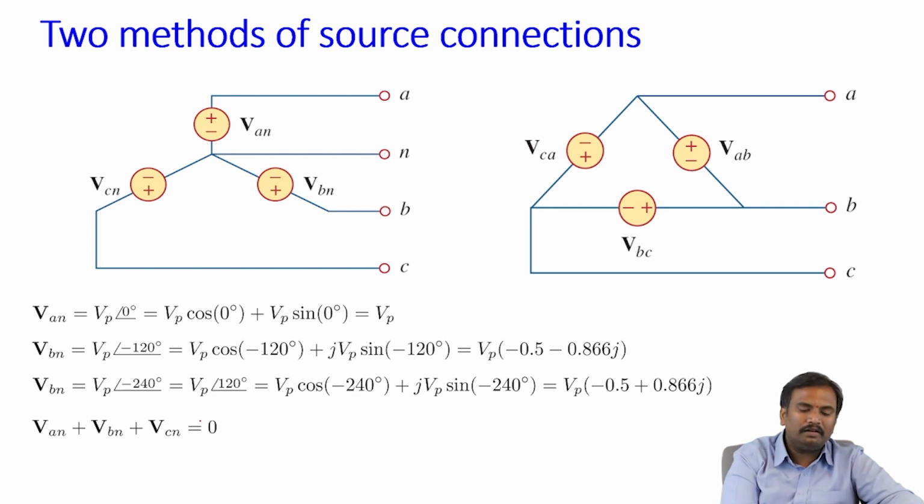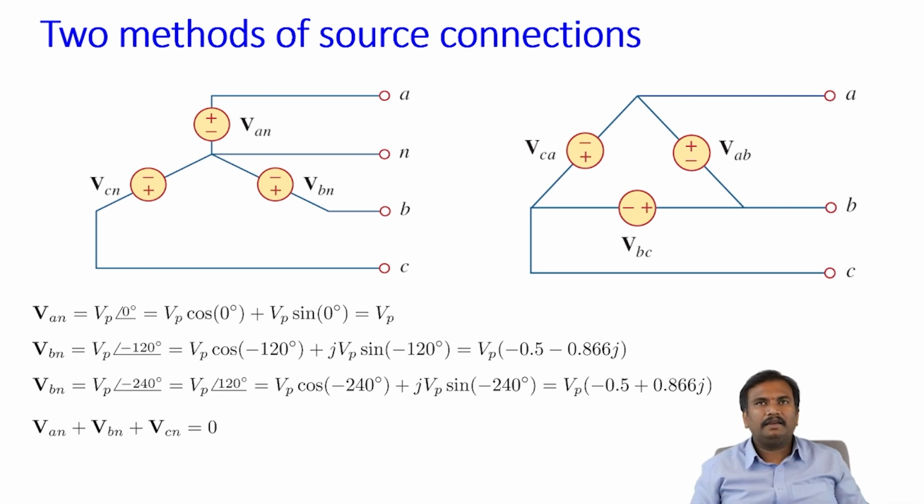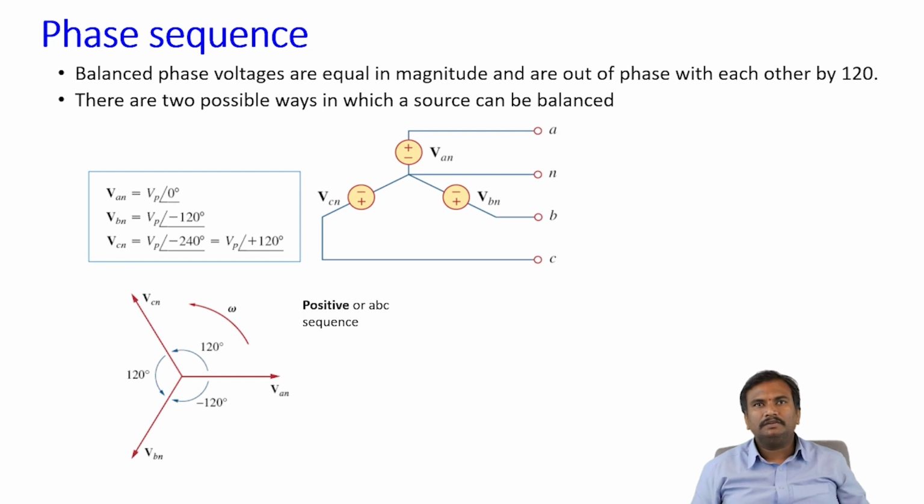If we add all these three together, the sum is equal to 0, and this is called balanced voltages. This is called the balanced three-phase voltage.